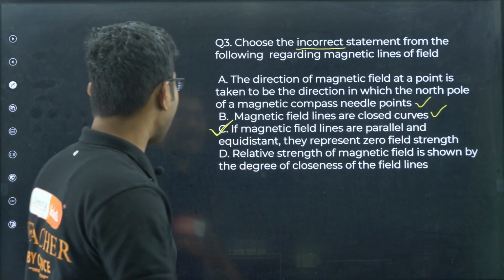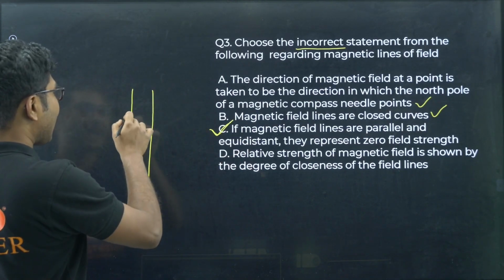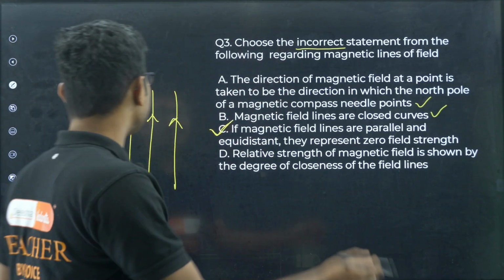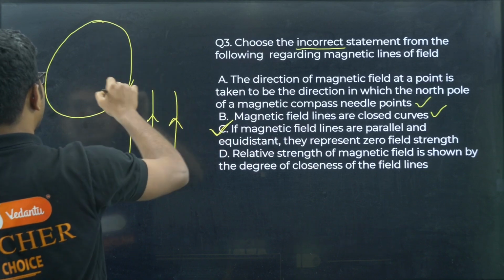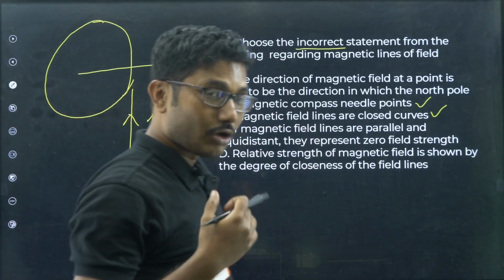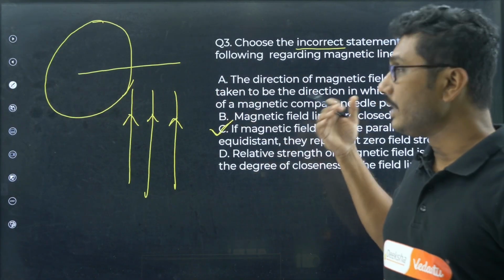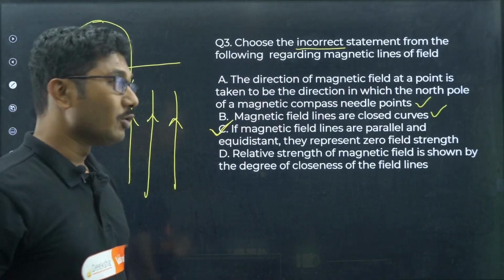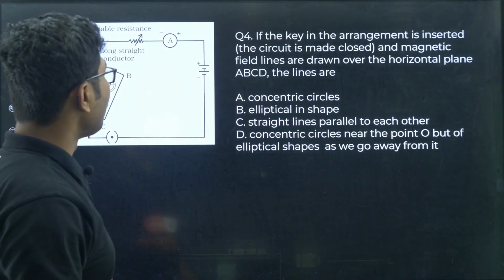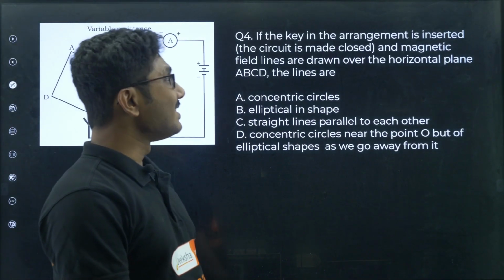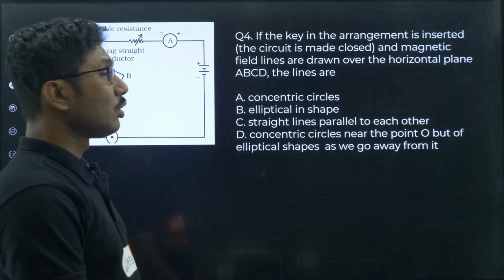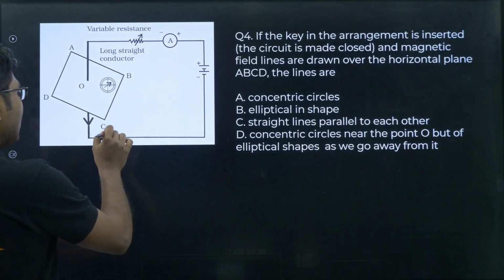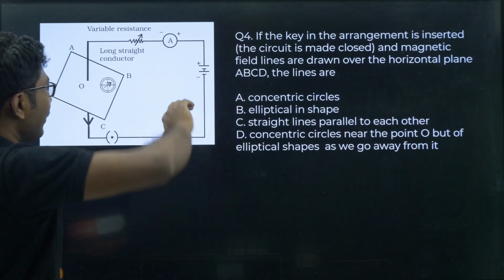Very important. Parallel field means field lines are parallel. If the field lines are parallel, that means the field is constant. We see that, for example, in a circular coil, at the center the field lines are almost parallel to each other and equidistant. So that represents a constant magnetic field, not 0 magnetic field. Now question number 4: if the key in the arrangement is inserted, the circuit is made closed. So initially suppose the key was open, now you have closed the circuit so that current is flowing in the circuit.